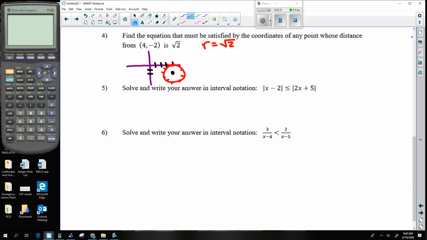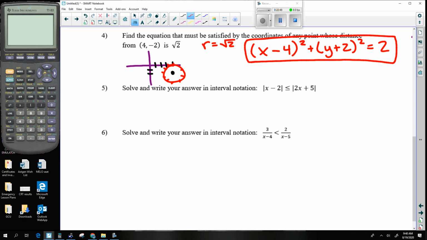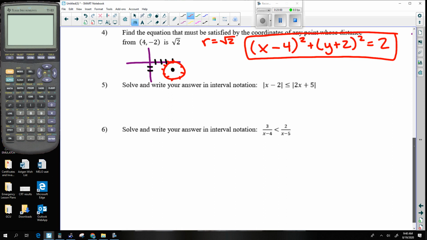All right, so equation of a circle. So that's x minus 4, that will move it to the 4. And the y is a -2, so that will be y plus 2. And then this is equal to the radius squared. So square root of 2 squared is 2. So there is the equation that satisfies that every point on the circle is square root 2 from 4, -2.